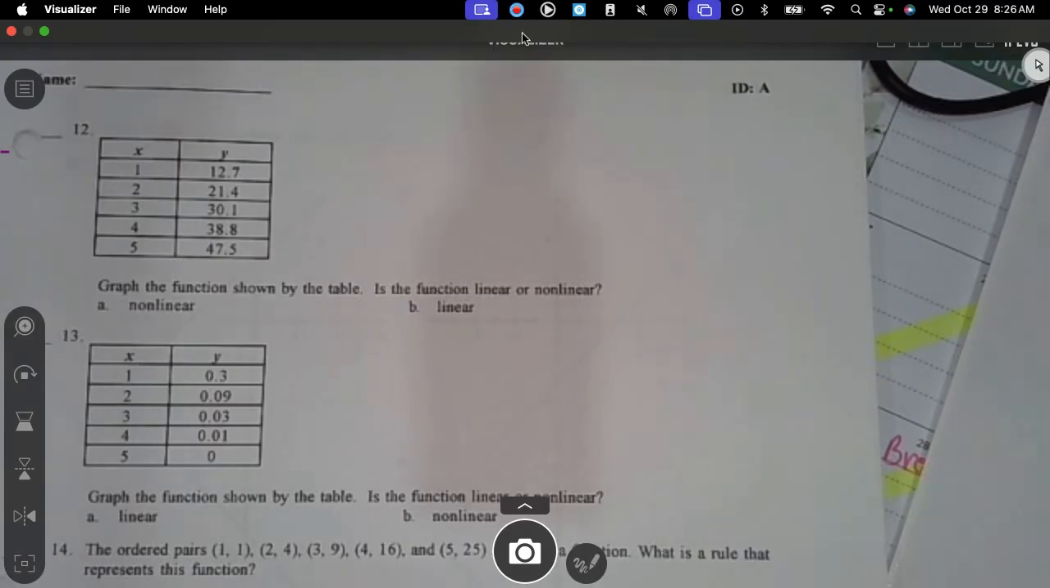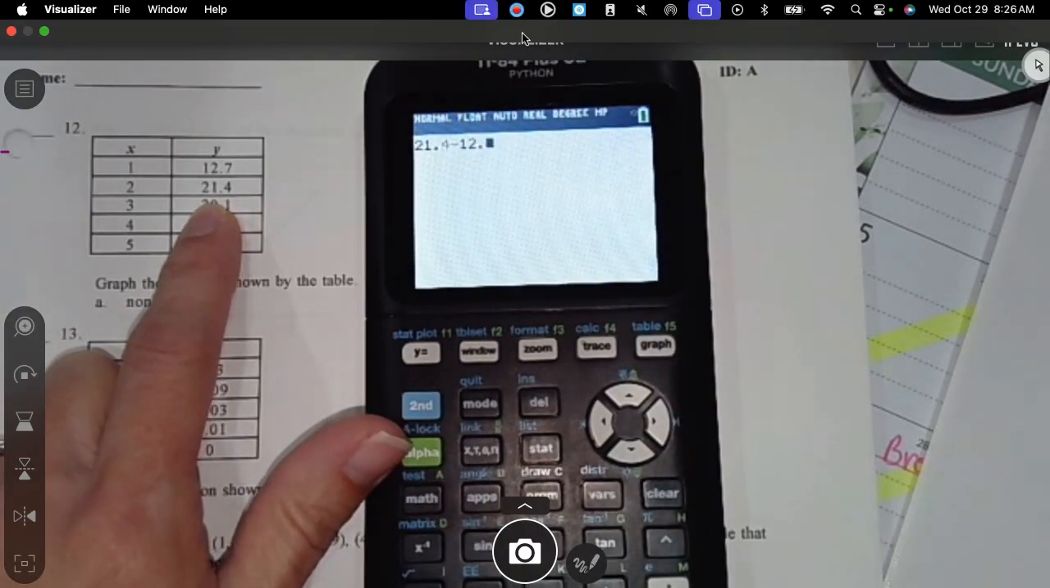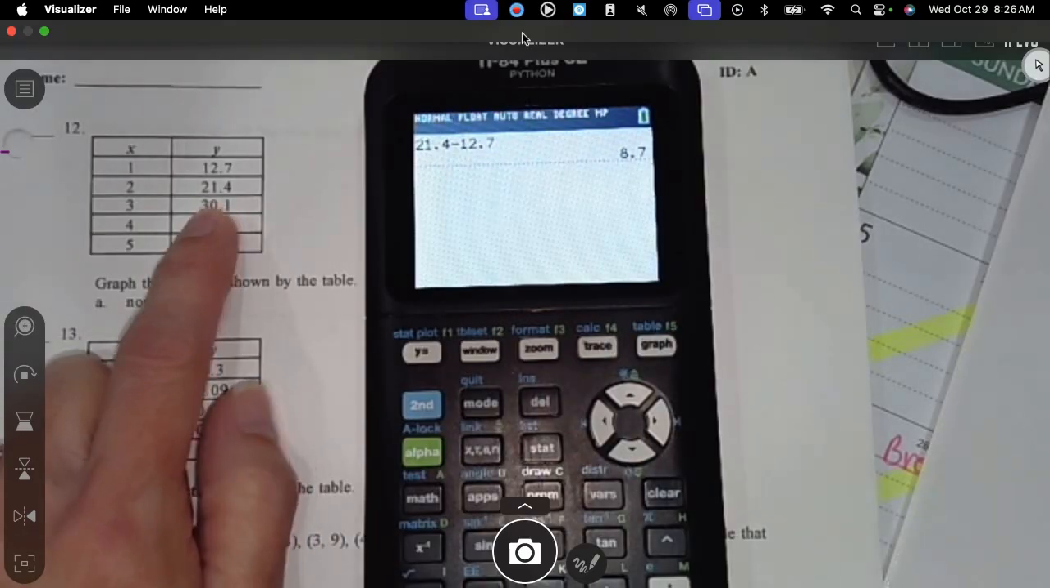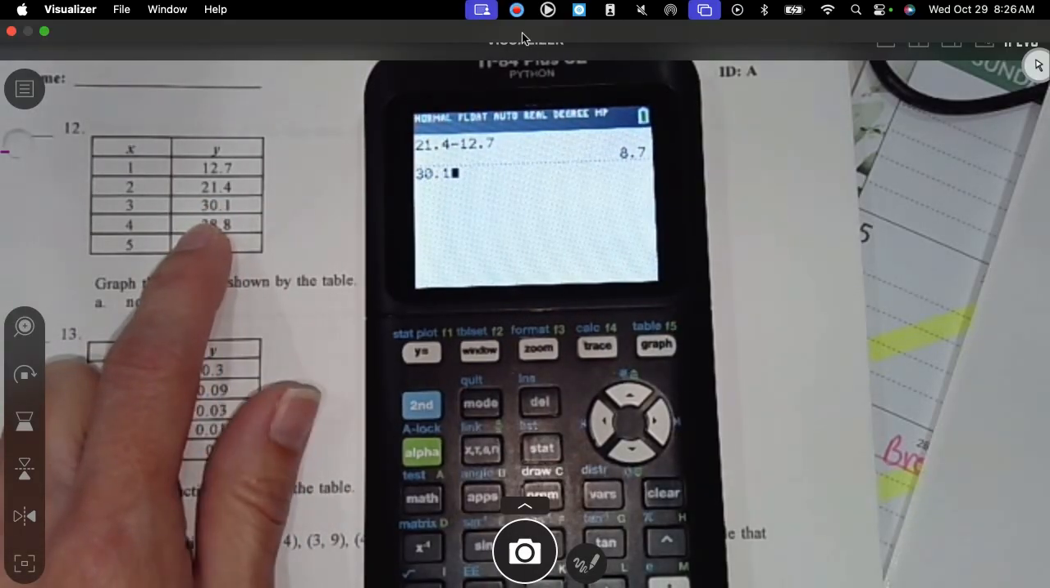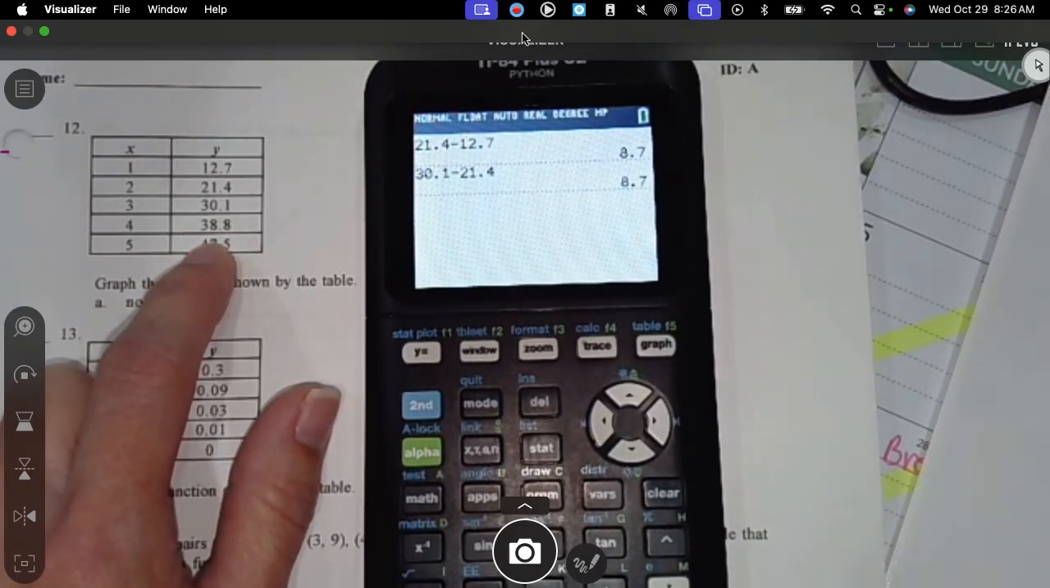Not linear? Let's see. What made you think that? But they're not going over evenly? Did you check them to see? So you're going to want to check it. How do you check to see? Just subtract them. Just subtract the bigger number minus the smaller number. So like me, because always make sure, I would do like, what is 21.4 minus 12.7? Okay, that's 8.7. Let's check 30.1 minus 21.4. Oh, also 8.7, but let's check them all.